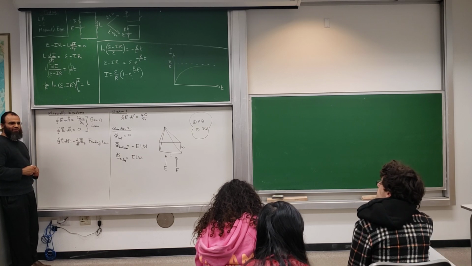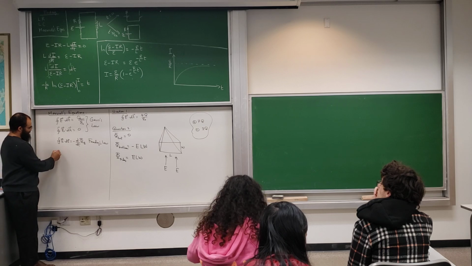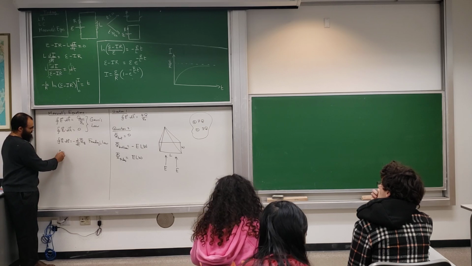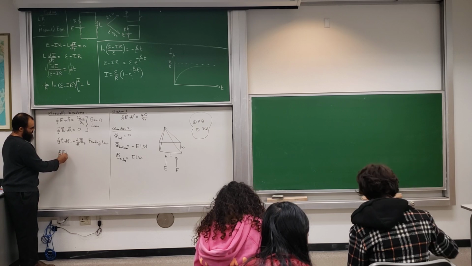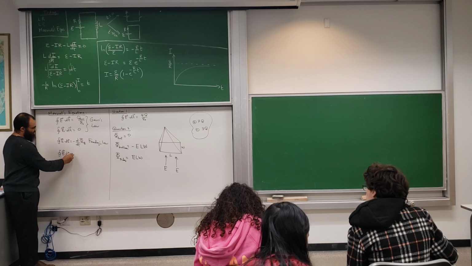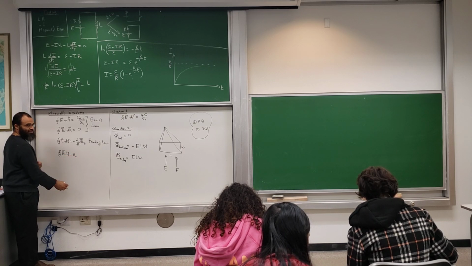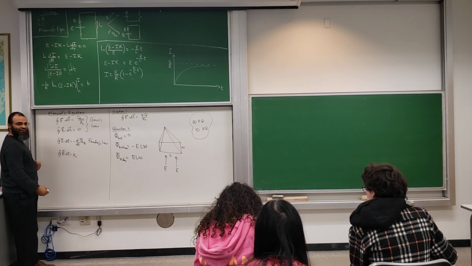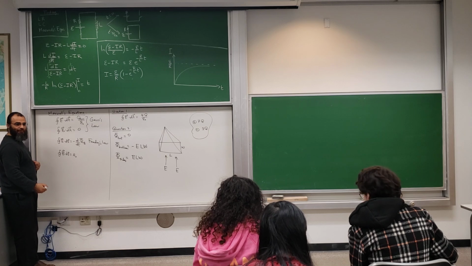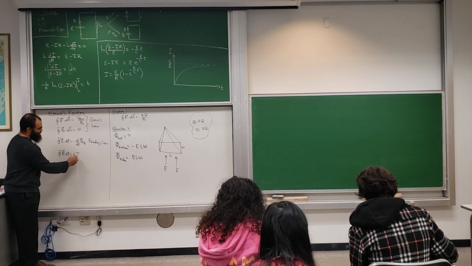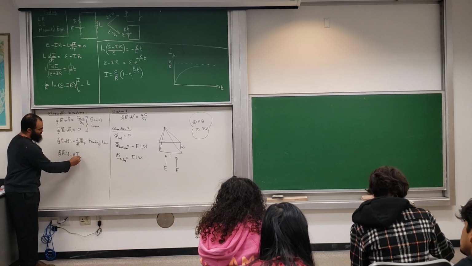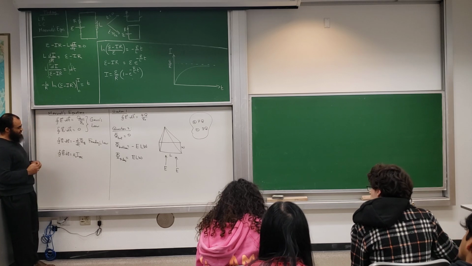What's the fourth one? Ampere's. Ampere's law says B dot ds is equal to mu naught times I enclosed, the current that gets through the surface or enclosed.